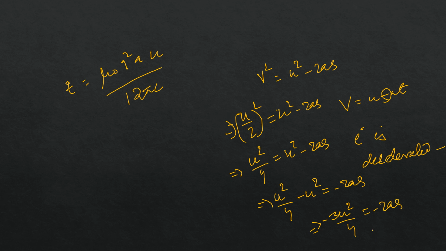So what do we need? We need a. We need to put in place of a. So a is how much? A is 3u square by 8s, isn't it? So just let's put it.